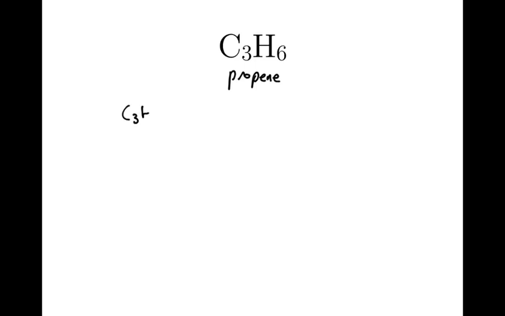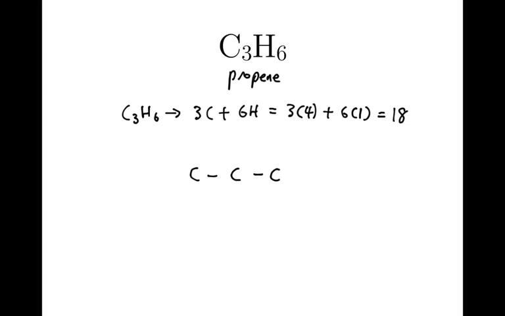In C3H6, we have 3 carbons and 6 hydrogens, for 3 times 4 plus 6 times 1, or 12 plus 6, which is 18 valence electrons total. We're going to first connect the carbons, but in this case, watch out, we can only have 6 hydrogens, so it will look like this.